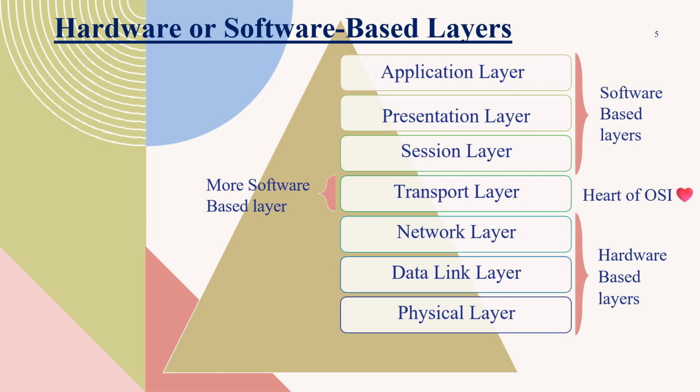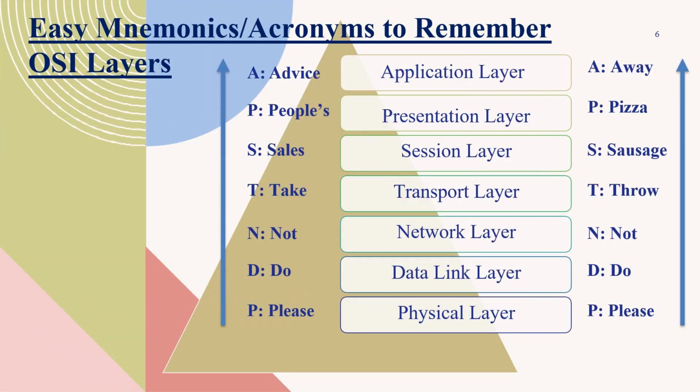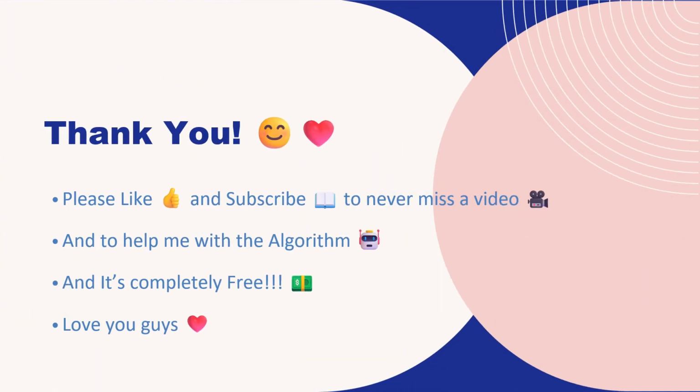It is very important to remember the OSI layers, so for that, here are some easy mnemonics or acronyms to remember OSI layers. Please do not throw sausage pizza away. Please do not take salespeople's advice. These will help you recall the order of the layers easily. There you have it, hackers, the OSI model demonstrated in a nutshell.